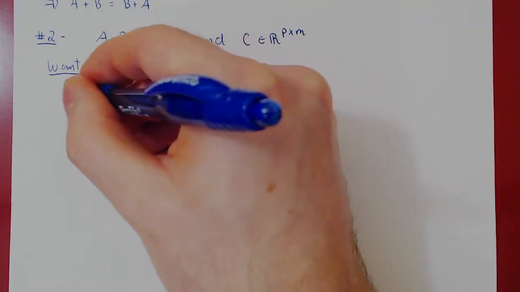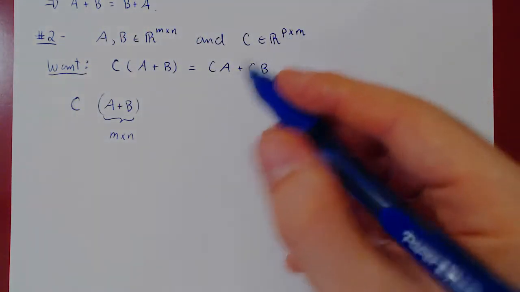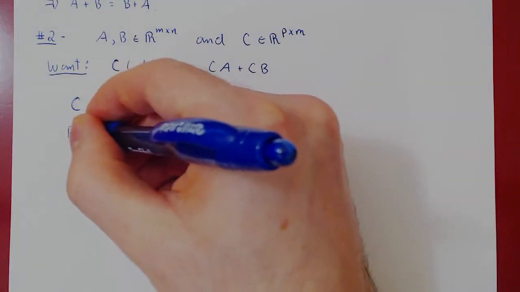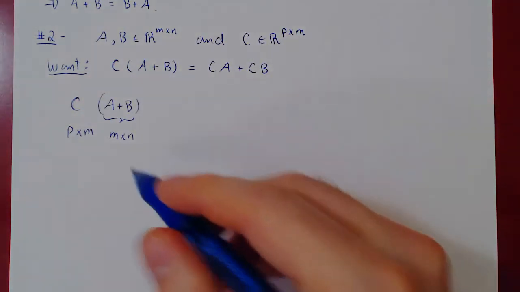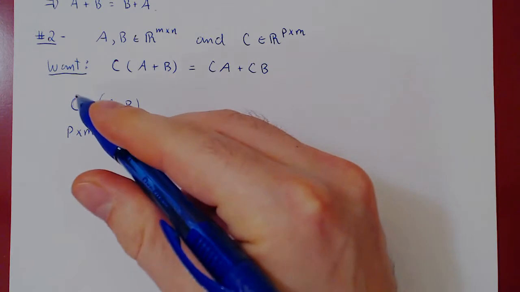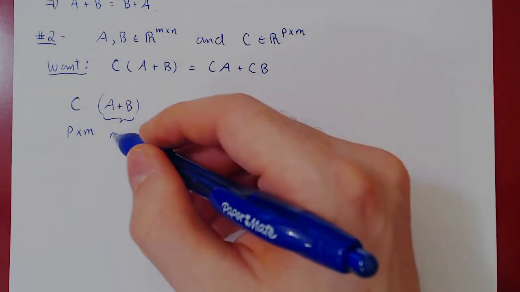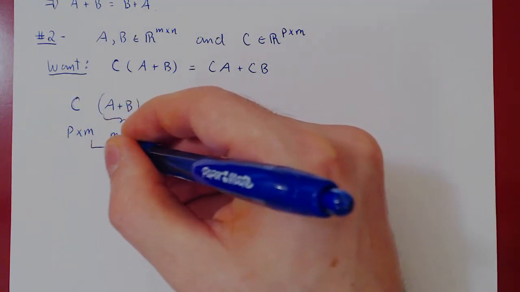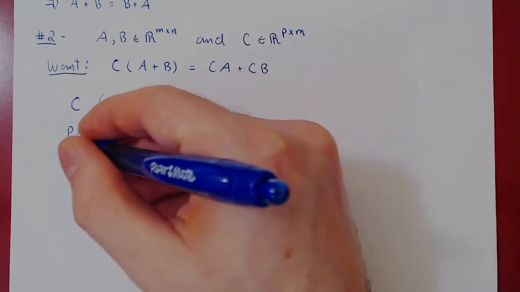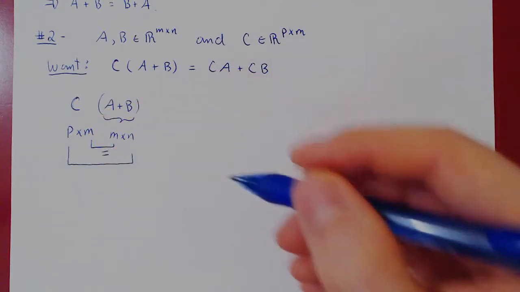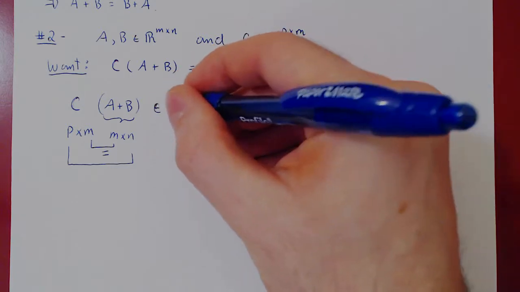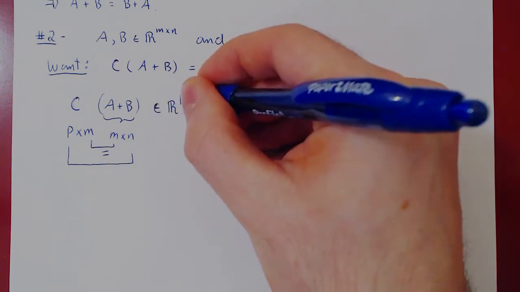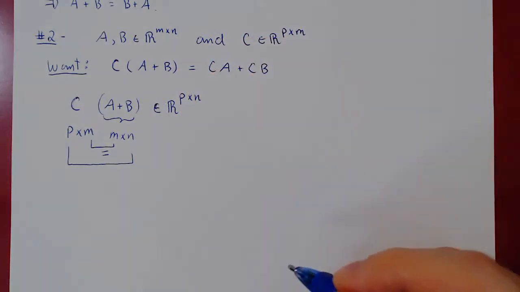If we multiply by C, which we assume is a p by m matrix, well, as you can see, the number of columns of C equals the number of rows of A plus B, so multiplication is defined. The result will be a p by n matrix. So C times (A plus B) is a p by n matrix.